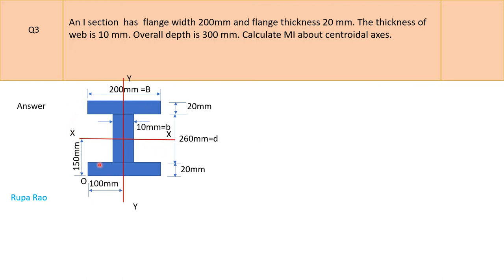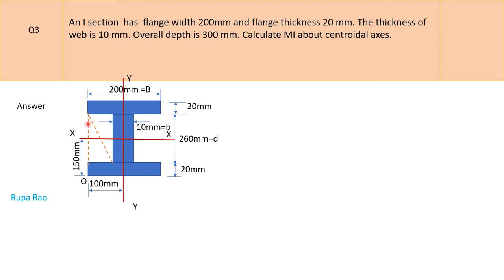What we do is we consider this as a full rectangle. So if I consider this full rectangle, the width of the rectangle is 200 mm, and the overall depth of the rectangle is 300, this is taken as capital D. So first I take capital BD cube by 12, that will give me the moment of inertia of this full rectangle about the axis xx.